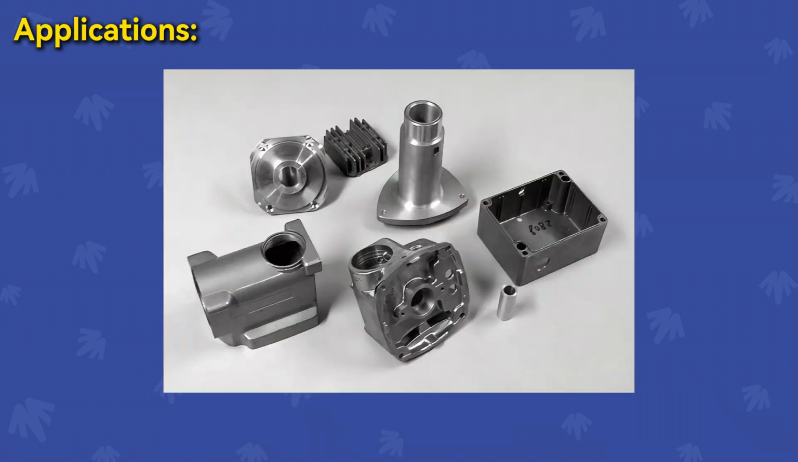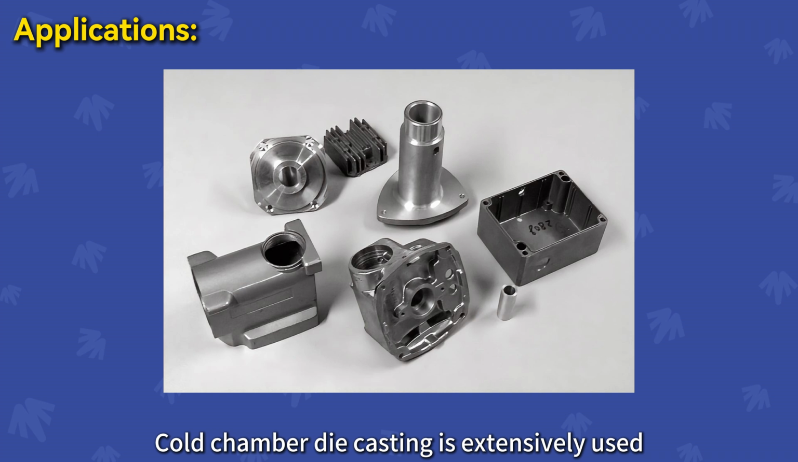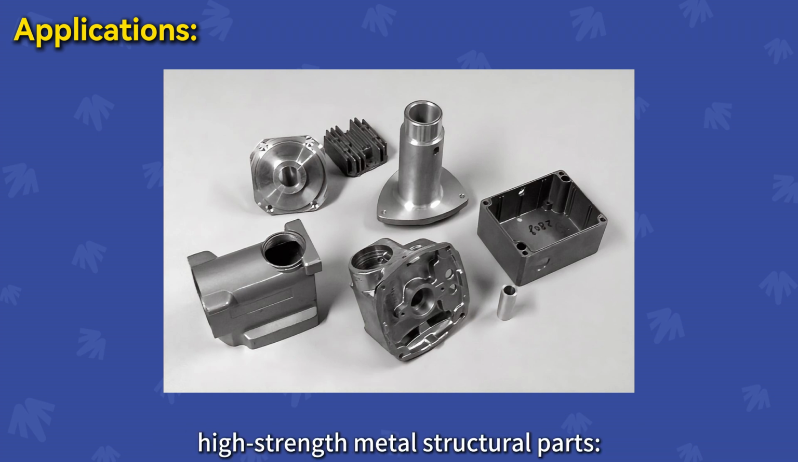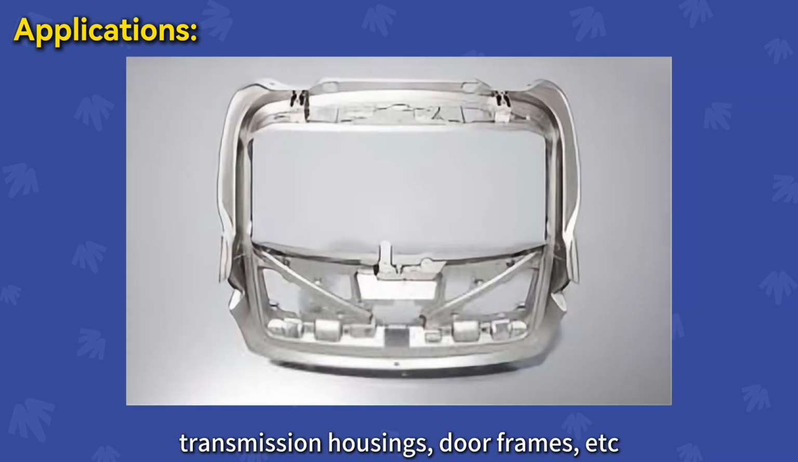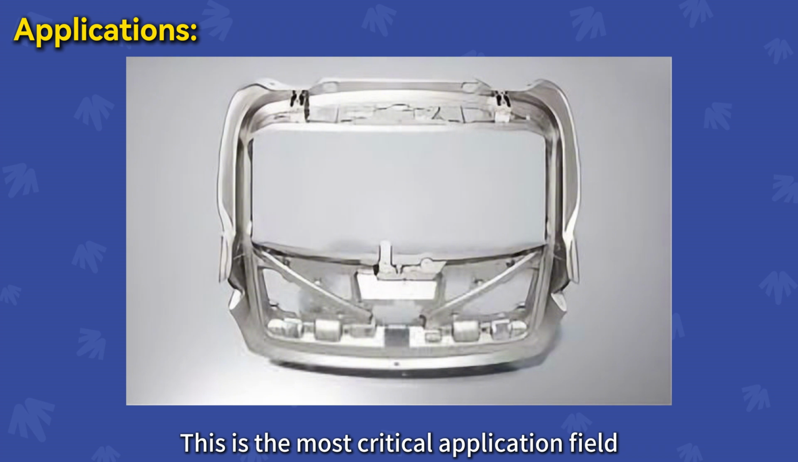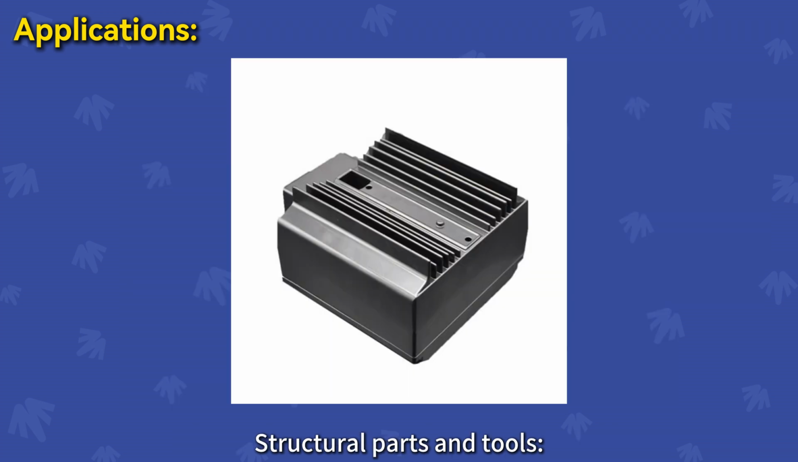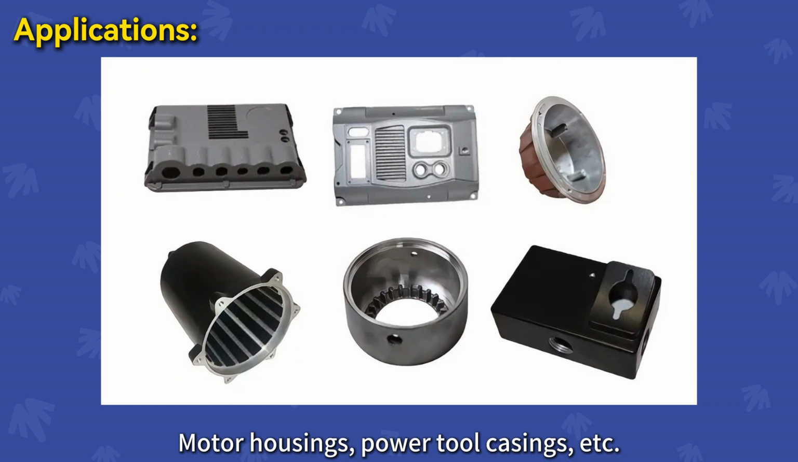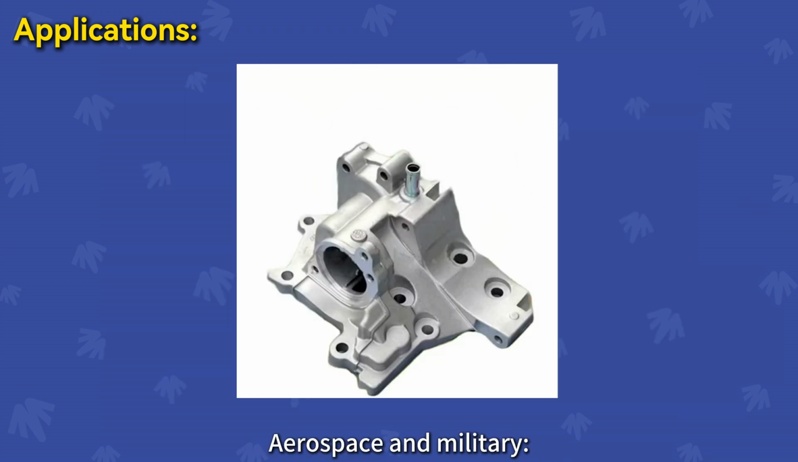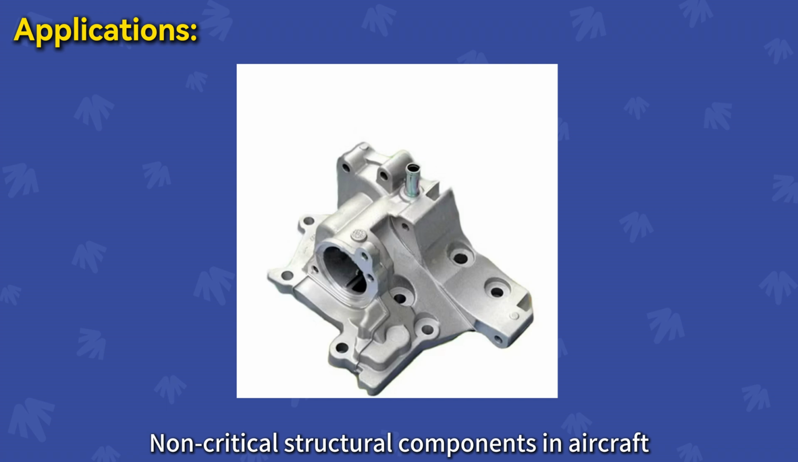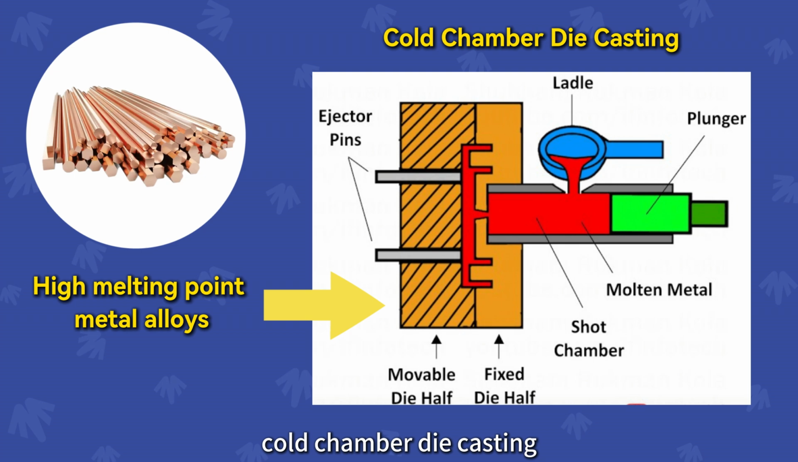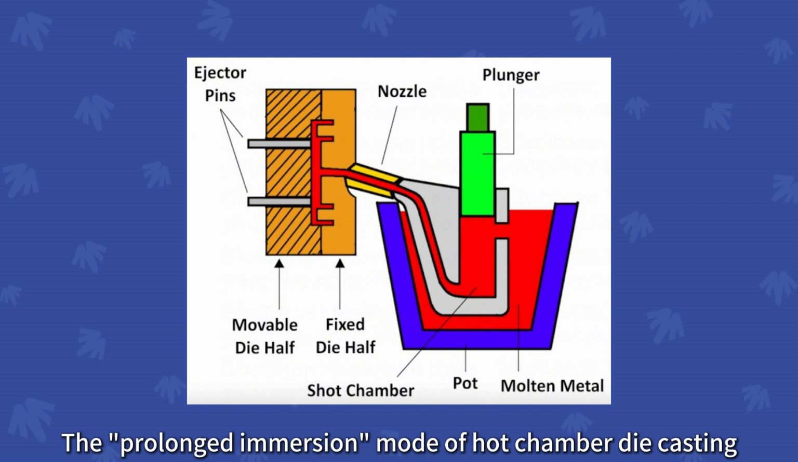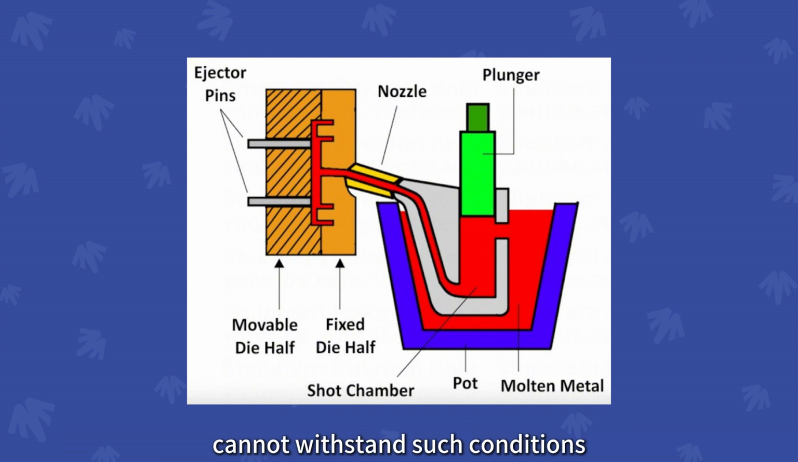Applications. Cold chamber die casting is extensively used in industries requiring lightweight, high-strength metal structural parts. Automotive industry: engine blocks, transmission housings, door frames, etc. This is the most critical application field. Structural parts and tools: motor housings, power tool casings, etc. Aerospace and military: non-critical structural components in aircraft. For high melting point metals like aluminum and copper, cold chamber die casting is the only economically viable method. The prolonged immersion mode of hot chamber die casting cannot withstand such conditions.